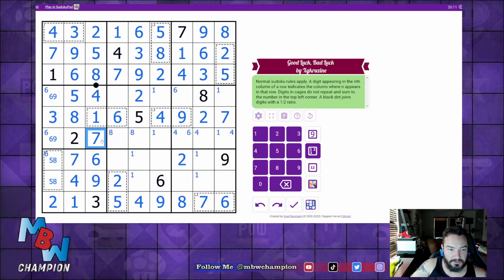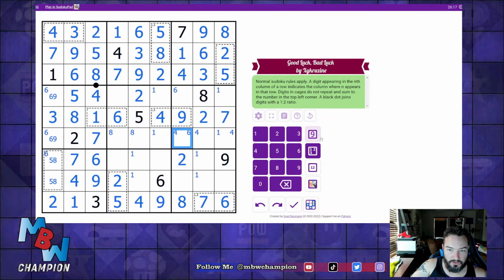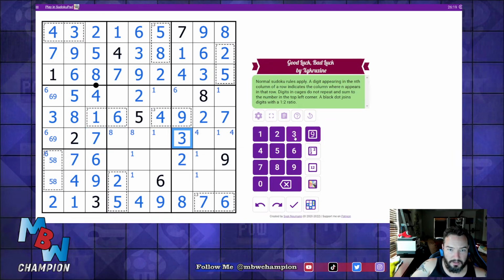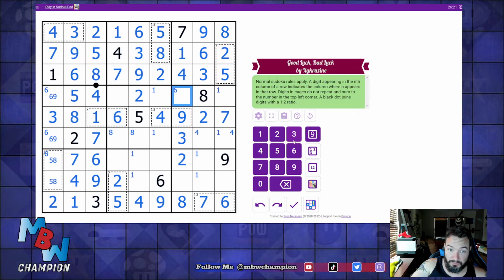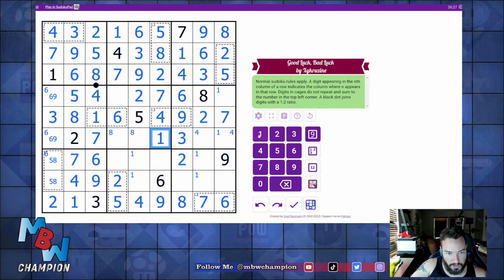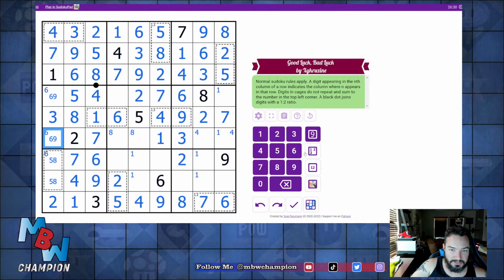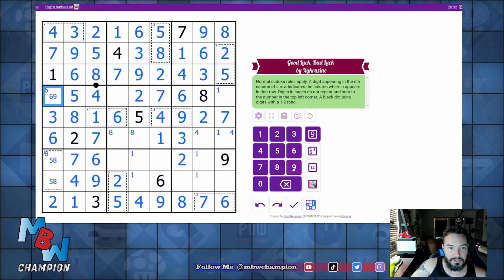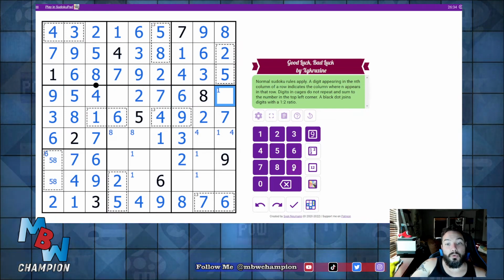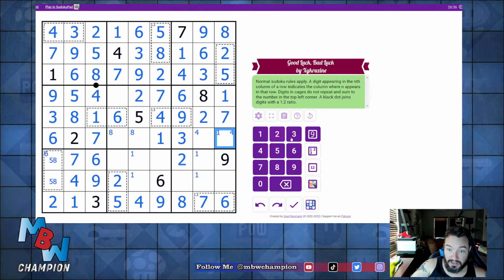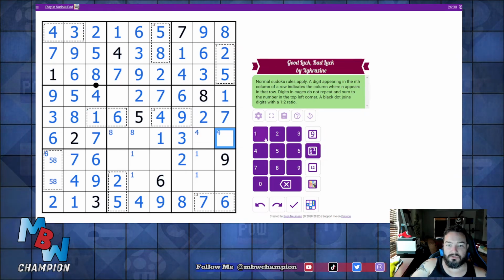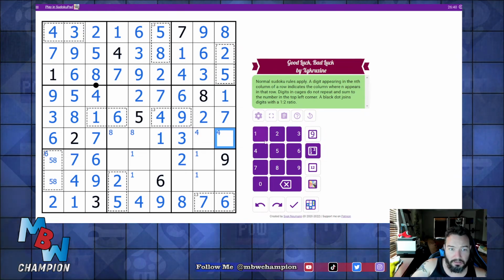Okay, so now that we've solved some things right here, let's go ahead and plug some things in. So this 7 right here is showing that this is a 3. That also means that this is going to be a 6, which makes the 7 right here, which makes the 1 right here, which makes the 6 right there, which makes the 9 right there, which makes the 1 right there, which gets rid of that bookmark right here.